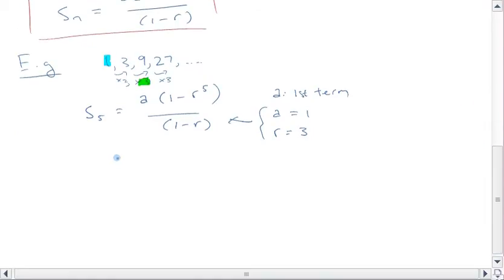That's a fairly simple thing to do, so let's do that. S5 is equal to A, which was 1, times (1 minus r, which was 3, to the power of 5), divided by 1 minus 3. I could plug all of this into a calculator, but let's simplify a little bit first. 1 times anything is that number back again. So that's 1 minus 3 to the power of 5, divided by 1 minus 3, which is negative 2.